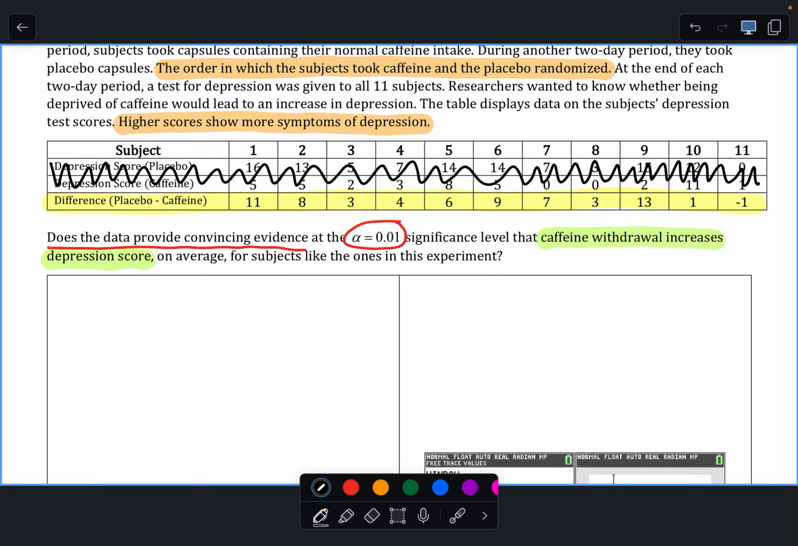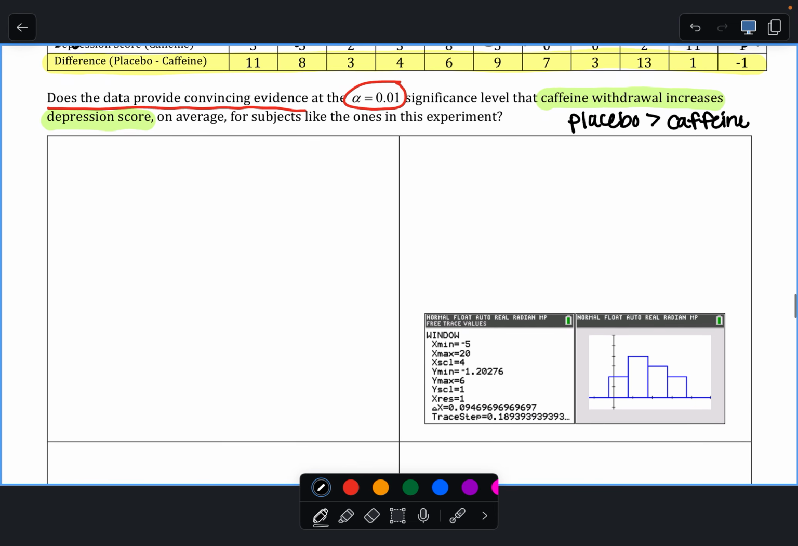So I'm just going to make a little note here. Placebo scores need to be higher than caffeine scores. That looked spelled wrong, but I think it is spelled correctly.